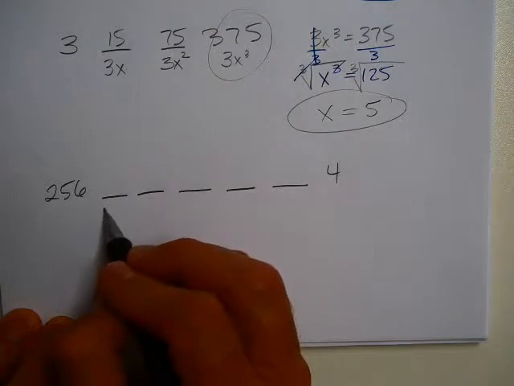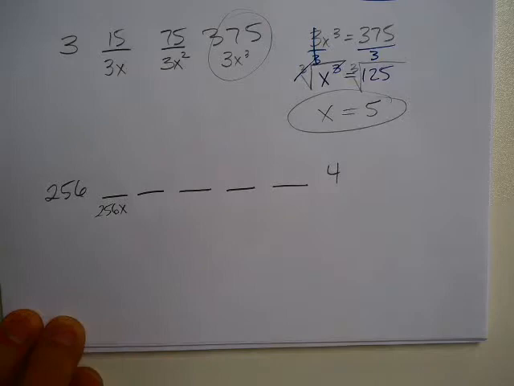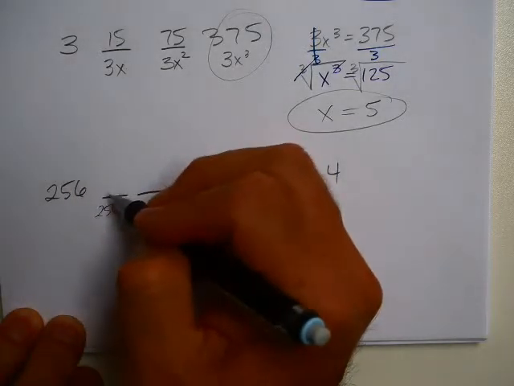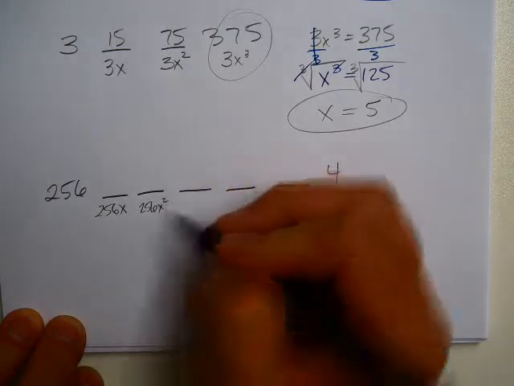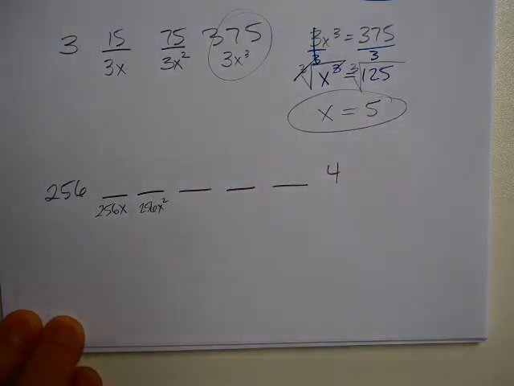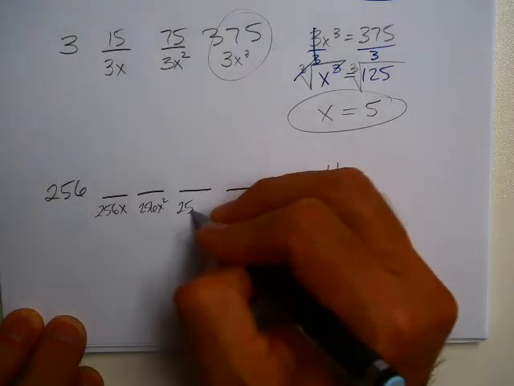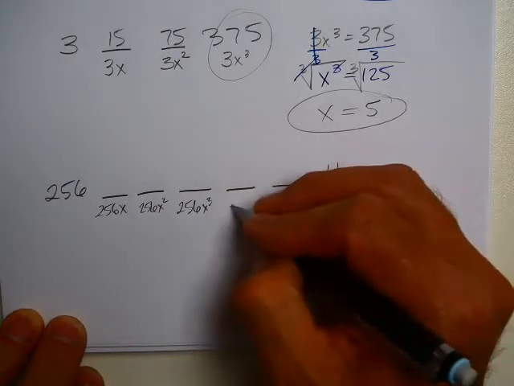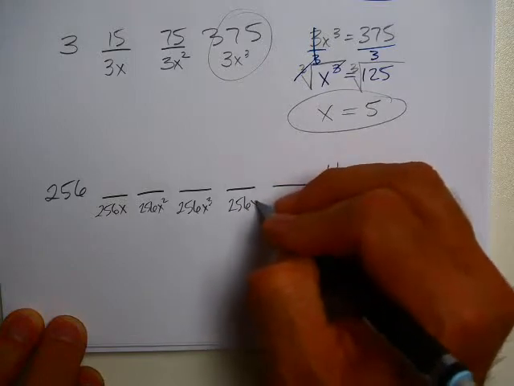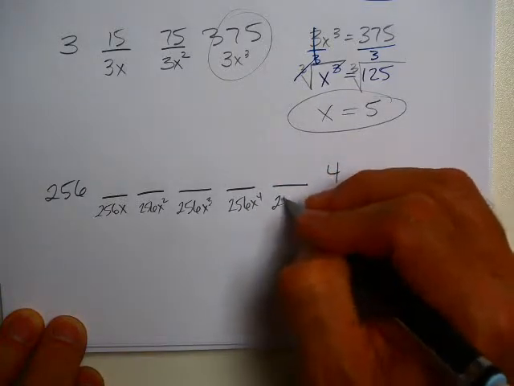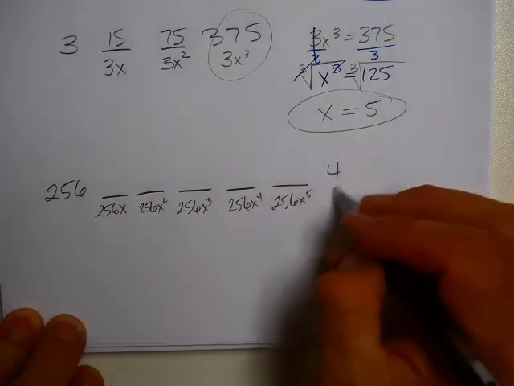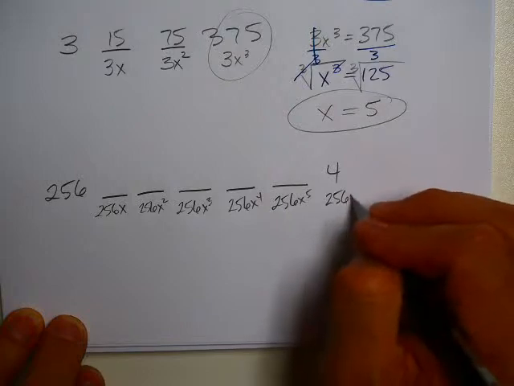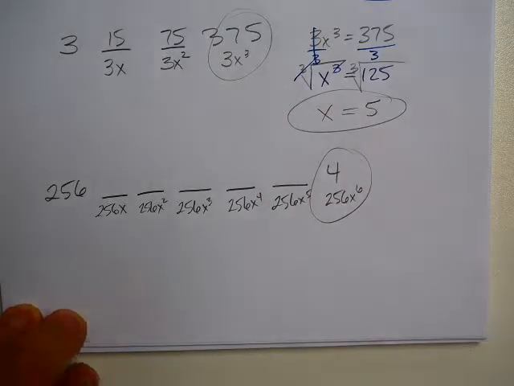So I'm multiplying by some number. This is going to be 256 times x to get to the next space. 256 times x squared to get the space after that, because I keep multiplying this same value. 256 x to the third, 256 x to the fourth, 256 x to the fifth, and finally 256 x to the sixth equals 4.